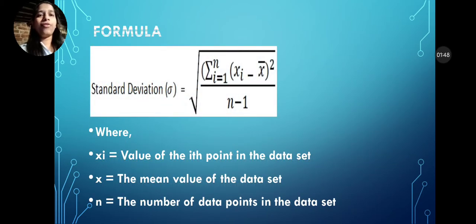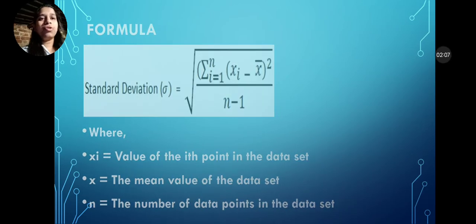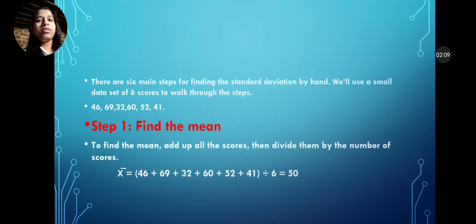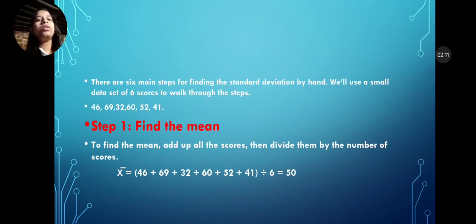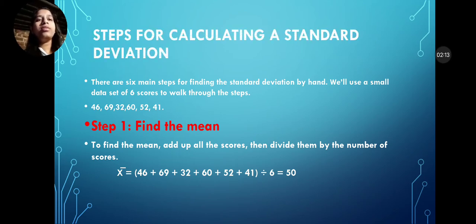So let's see the formula. Here is the formula of standard deviation, where xi is the value of the ith point of the data set, x bar is the mean value of the data set, and n is the number of data points in the data set. So there are 6 steps to solve the standard deviation. Let's study these 6 steps in detail.